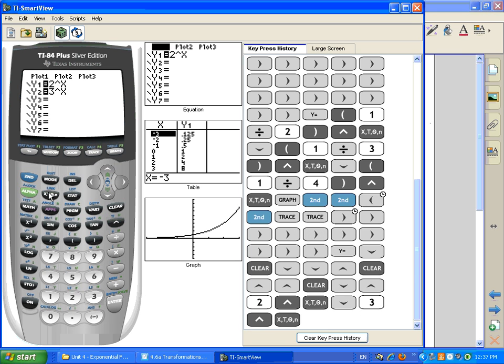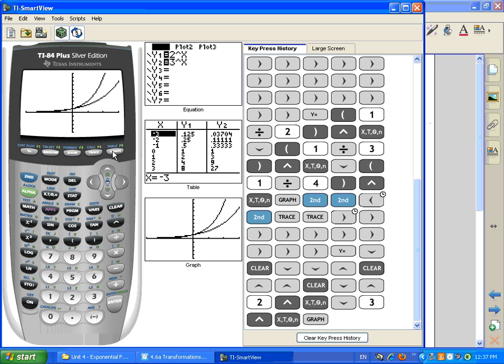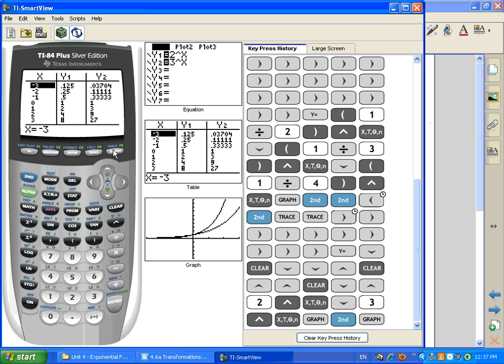All right, so we can graph it just to see. Here comes 2 to the x. And we learned from the last page that 3 to the x is going to make it a little steeper, a little increased rate of change. Okay, now to get our tables, we go second and table. And there's our values. Now notice we've got decimals here.